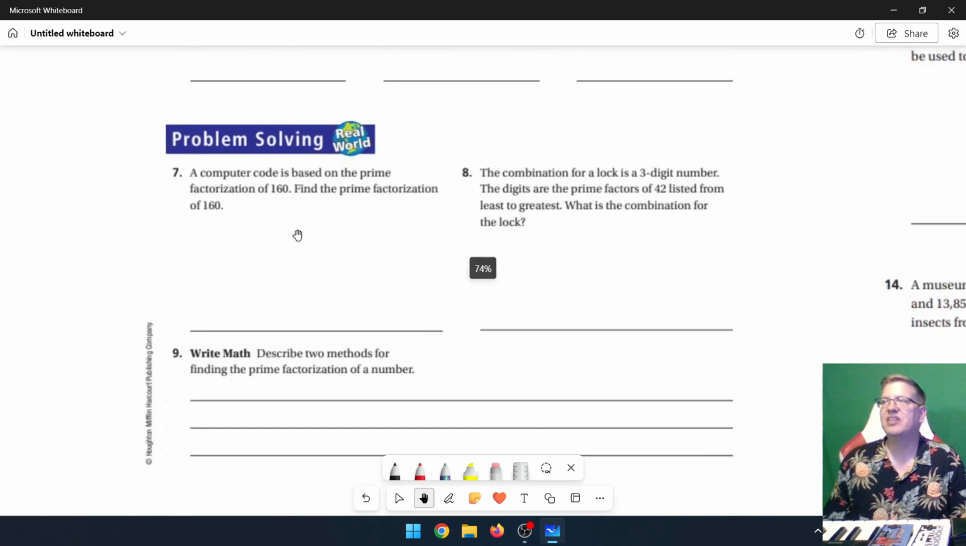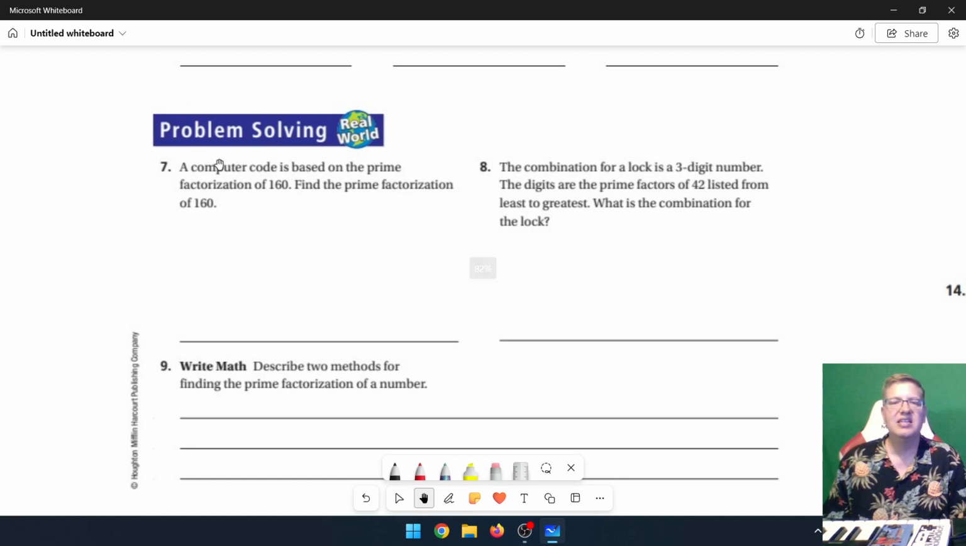Number 7, a computer code is based on the prime factorization of 160. So they want you to find the prime factorization. The difference between number 7 and number 8, because number 8 is also asking for prime factorization, is that number 8 gives you specific directions for how to write the numbers, okay?